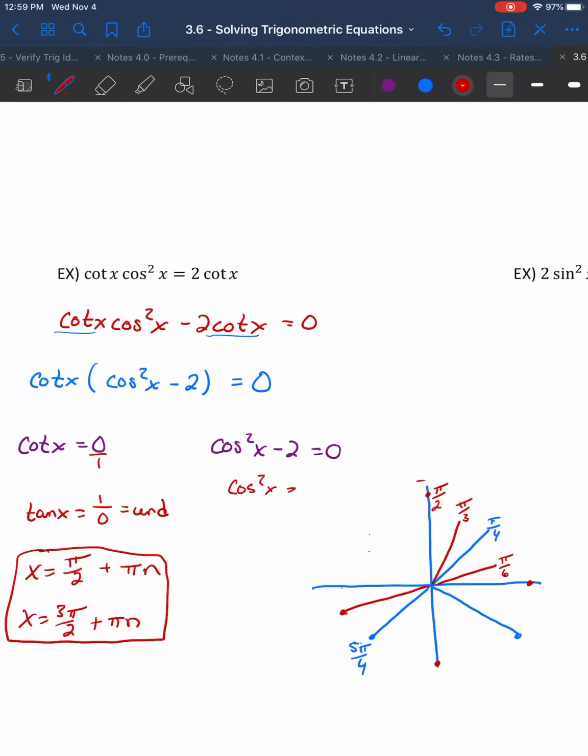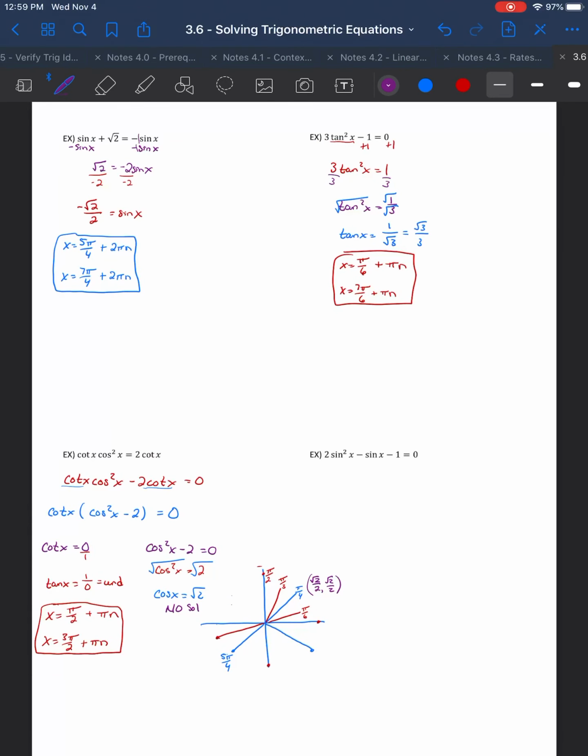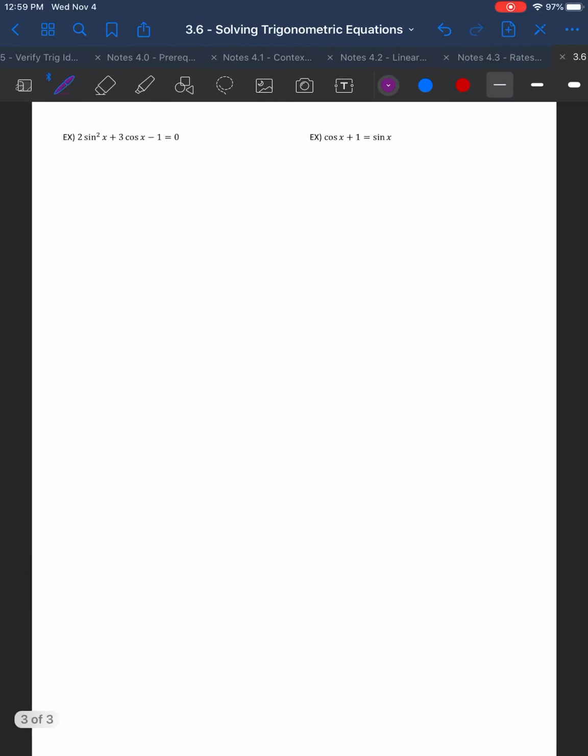Now we're going to go over to the other trig function and we're going to solve it. I'm going to add 2 to both sides. And then I'm going to have to square root to get rid of the squared. But cosine equals square root of 2. Well, at pi over 4, I know it equals square root of 2 over 2. But is there anywhere on our unit circle where cosine is just the square root of 2? There is not. So there's no additional solutions that are going to come from this answer. Okay.